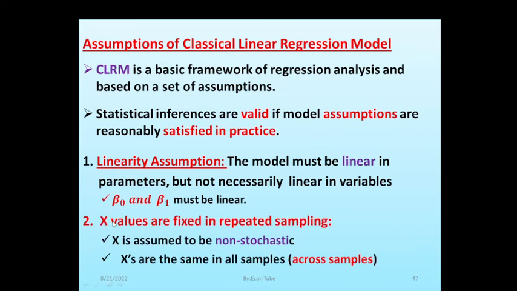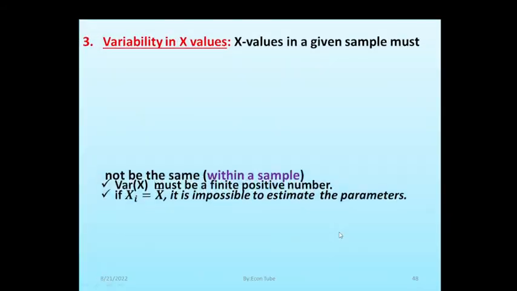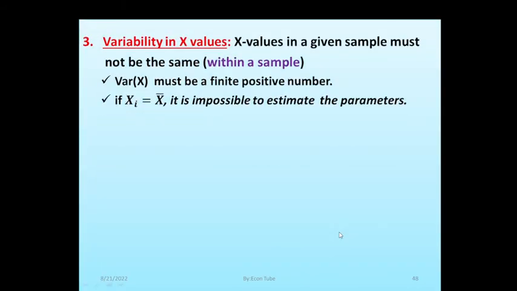X, or the independent values, are fixed in repeated samples, meaning X is assumed to be non-stochastic, or the same across samples. There must be variability in the values of the dependent variables. X values in a given sample must not all be the same.